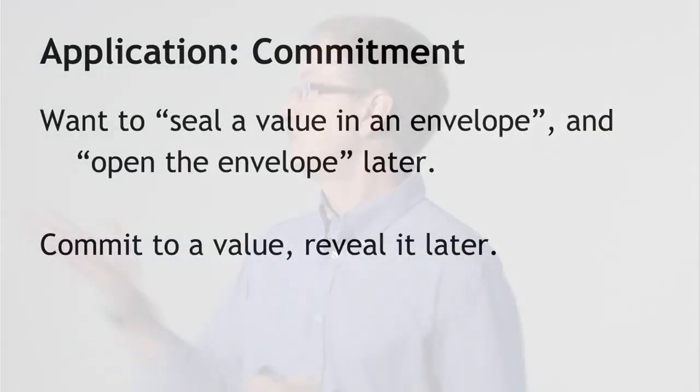Okay, now let's look at an application of that hiding property. And in particular, what we want to do is something called a commitment. And this is kind of the digital analogy of taking a value, a number, and sealing it in an envelope and putting that envelope out on the table where everyone can see it. Now, when you do that, you've committed to what's in the envelope, but you haven't opened it. It's secret from everyone else. Later, you can open the envelope and get out the value, but it's sealed.